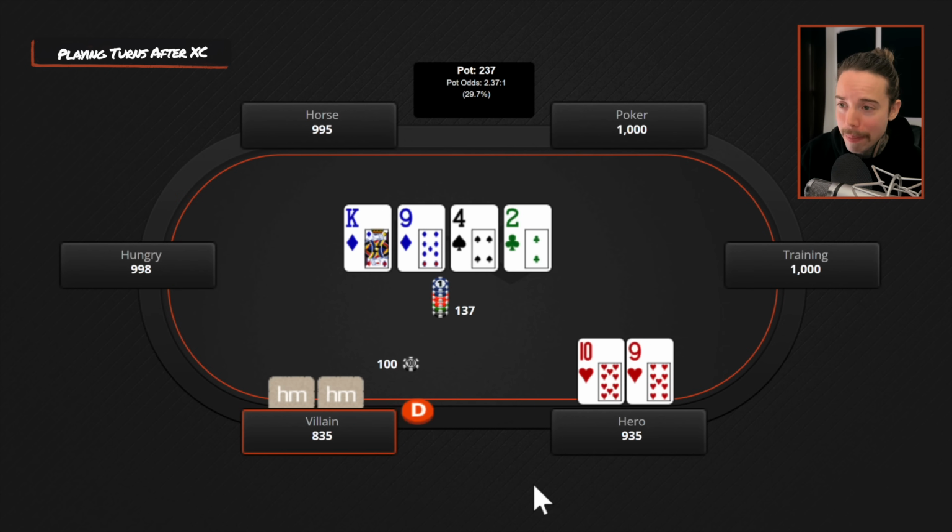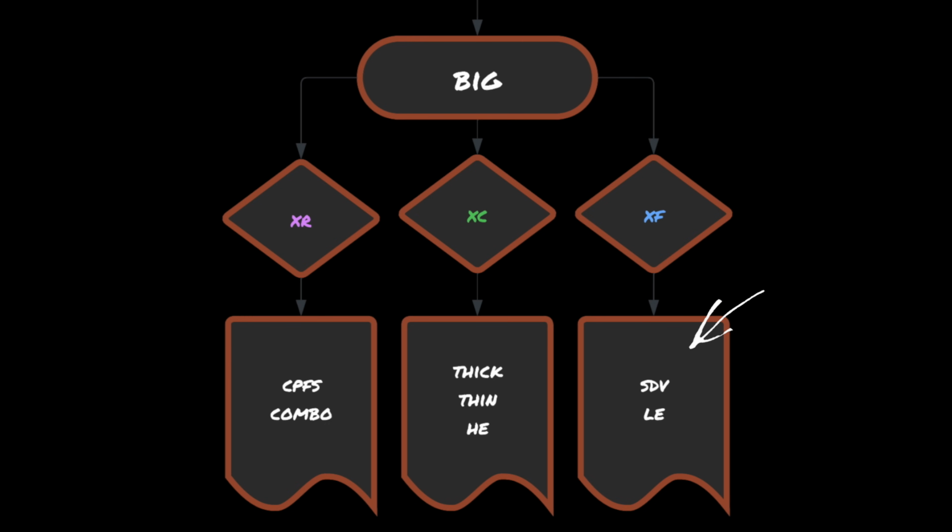And as we see here, going back to our chart, our showdown value and our low equity draws are just going to be folding on the turn.